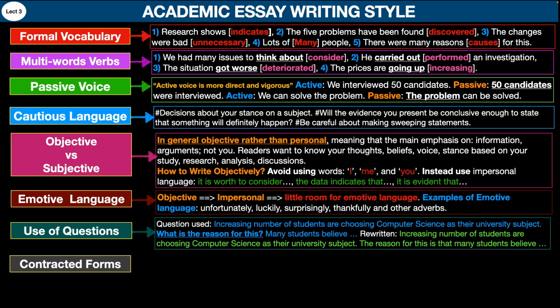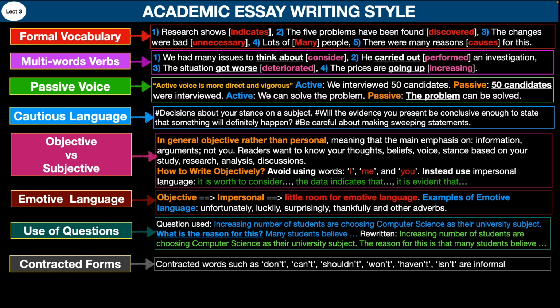Okay, so next one is contracted forms. We never use any contracted forms like don't, can't, shouldn't, won't, haven't, isn't. These all are informal. These all are spoken form of language. So we always avoid using this kind of contracted forms in academic writing.